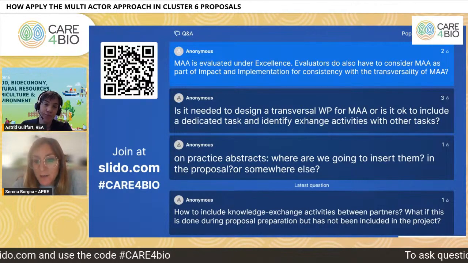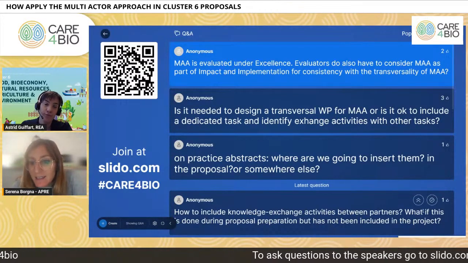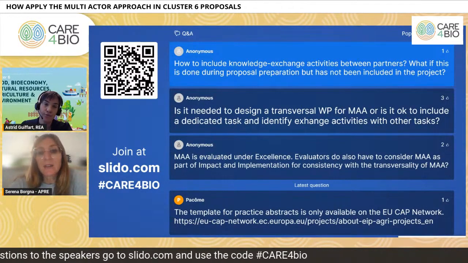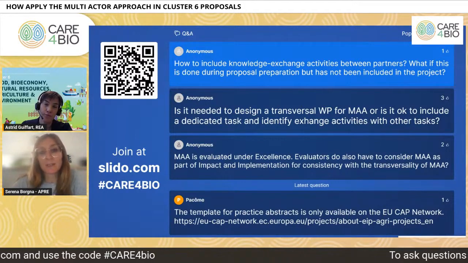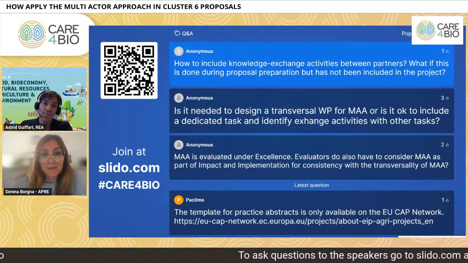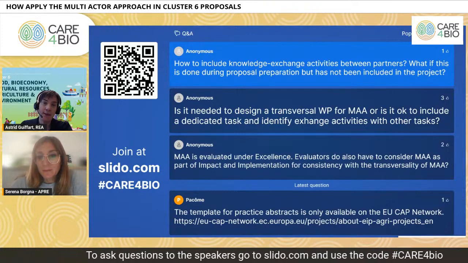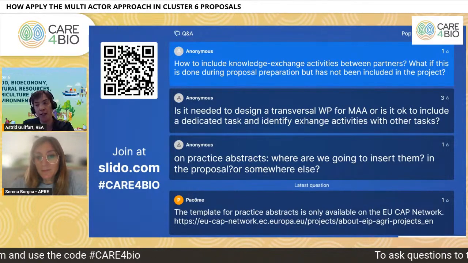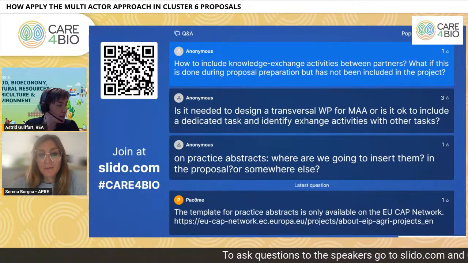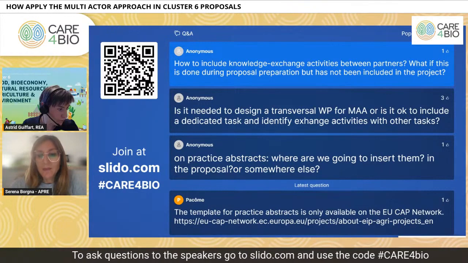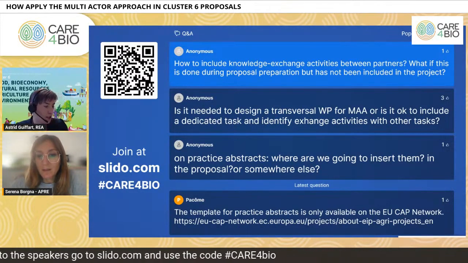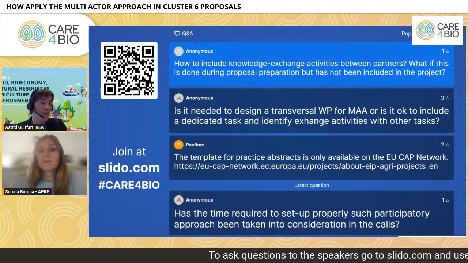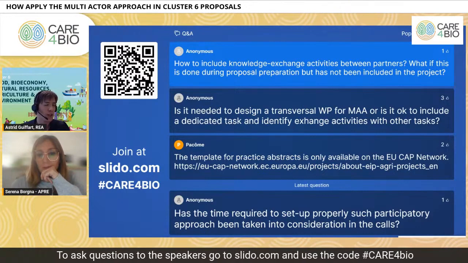I have another question that I would like to put in evidence, and it is this one. How to include the knowledge exchange activities between partners? What if this is done during proposal preparation but has not been included in the project? Well, indeed, the knowledge exchange needs to go through all the activities. Of course, in proposal preparation, but also one of the key requirements, one of the 7 requirements, I think, is about how the project intends to use existing practice and tacit knowledge, sufficient high quality knowledge exchange activity outlining the precise and active roles of non-scientific actors in the work. So this exchange has to be really organized throughout the proposal, the project implementation.